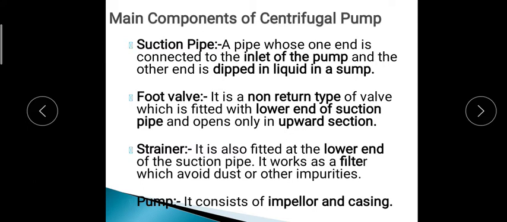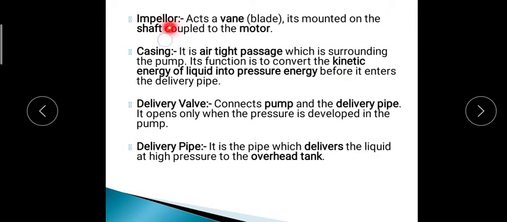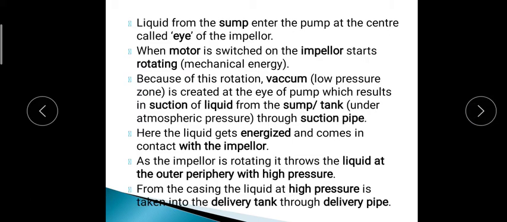So these are the main components of the centrifugal pump. As I told, there is the suction pipe, foot valve, strainer, pump, and we have the impeller, casing, delivery valve, and delivery pipe. You can go through these, and this is the explanation of the centrifugal pump.